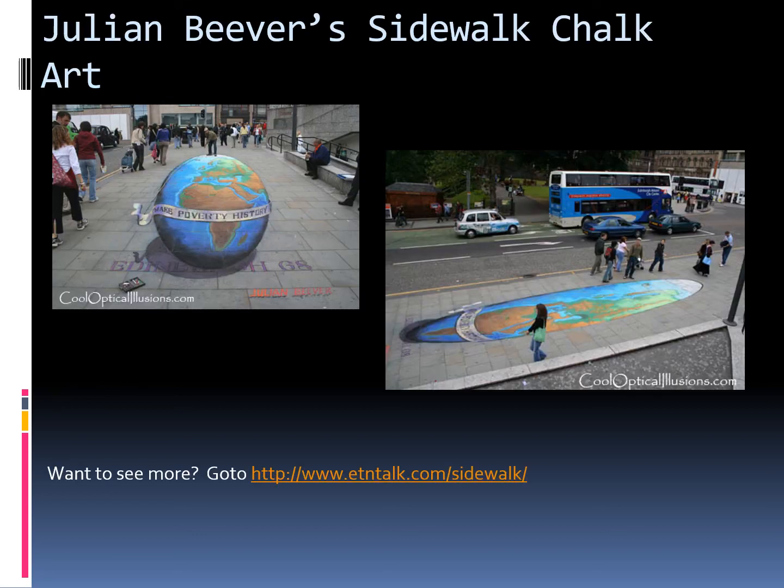And then the last one is Julian Beaver. He's this crazy artist. He does this sidewalk chalk, and he has a bunch of websites. I'll show you some websites when we meet, some of his work. If you look at the one on the left, it looks like he's standing on the world. But if you look at the right, that's what it really looks like. It's all about depth perception. He uses all these cues that we've talked about to make these 3D images.